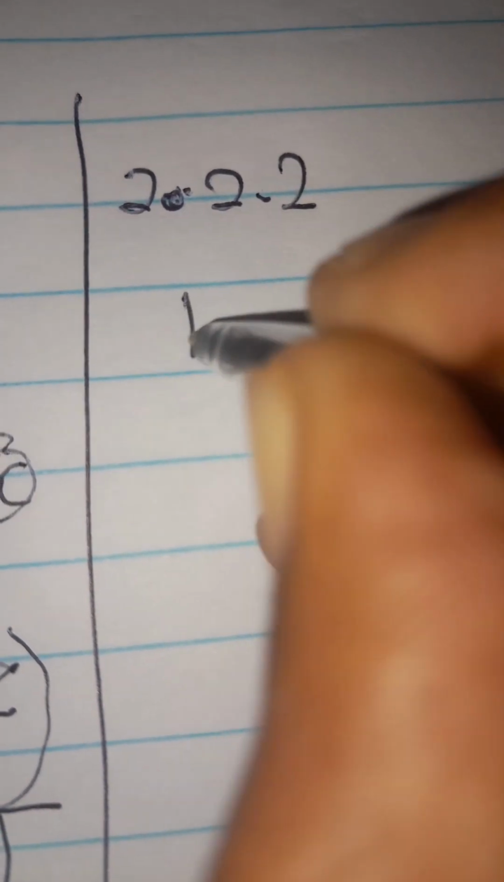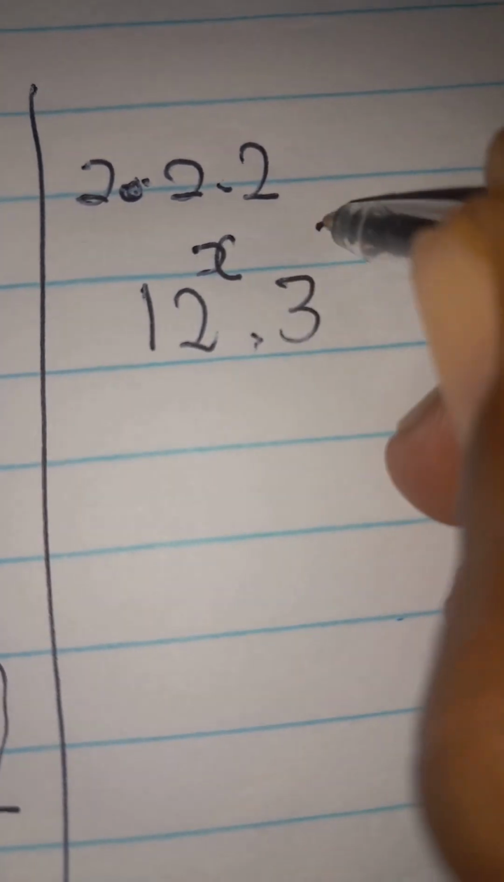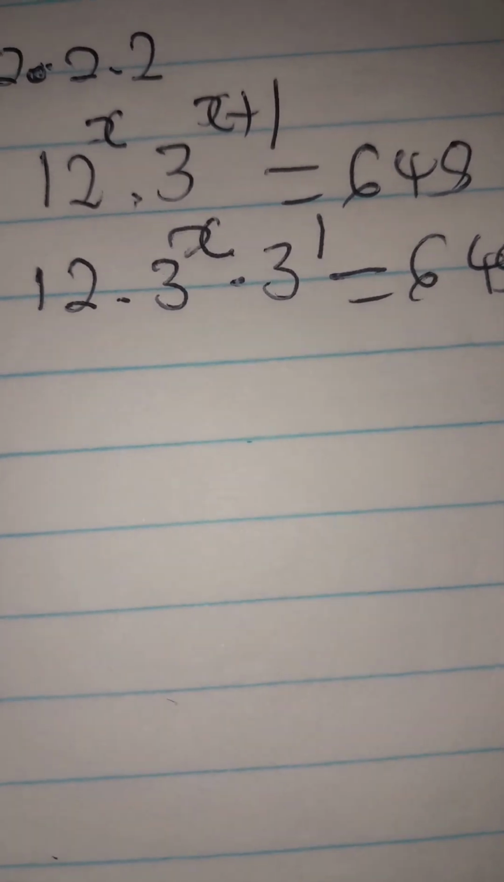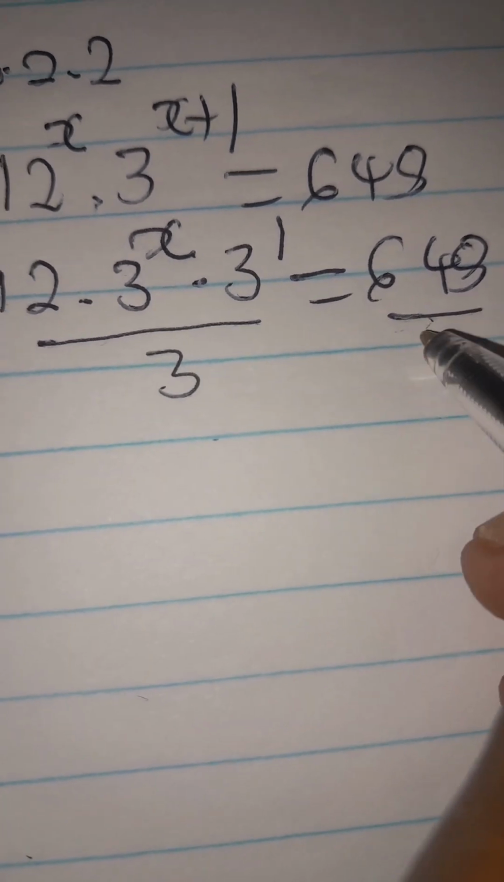2.2.2. At 2.2.2 we are given 12 to the power of x multiplied by 3 to the power of 3x plus 1 equals 648. First things first, we need to break this exponent into exponential form. Break it into 3 to the power of 3x and 3 to the power of 1, which equals 648. To make things simpler here, I think let's divide both sides by 3. It will be much easier to work with this.